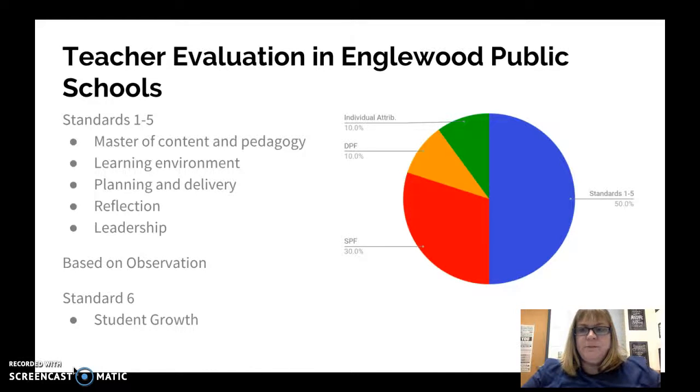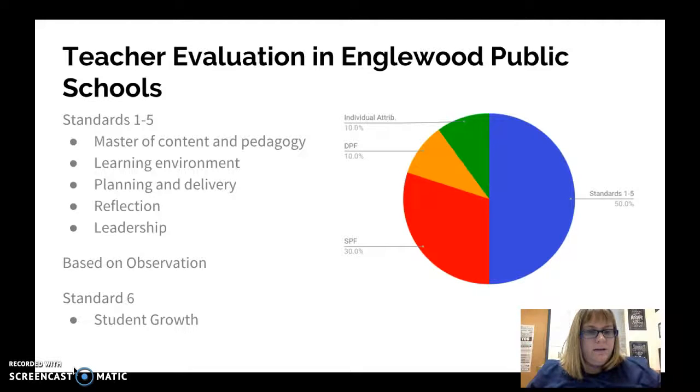Those comprise 50% of the evaluation, with 30% being the school performance framework, which again provides that collaborative environment. You are not off on your own. 30% of your evaluation comes from how well the school does. So all of your teachers, your whole team. 10% is the district performance framework, so where you have a little less of an influence, but then also your individual attributes. And so that would be our standard 6, which is really focused on student growth.